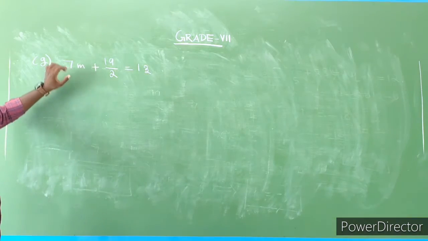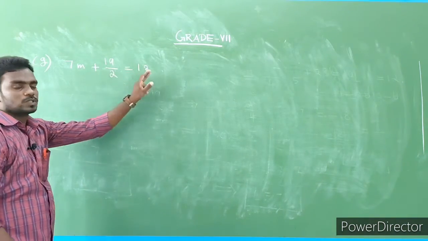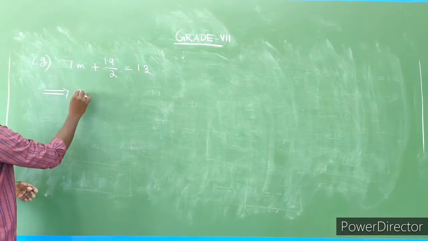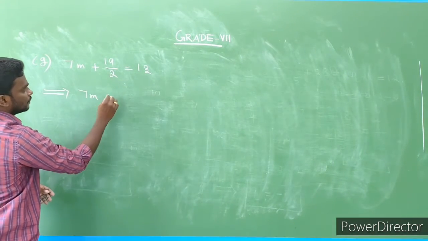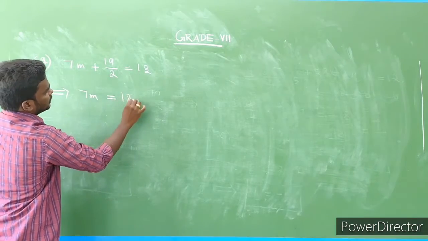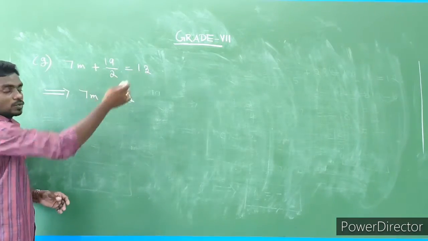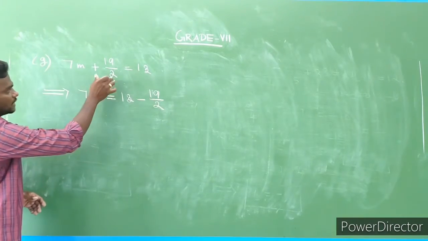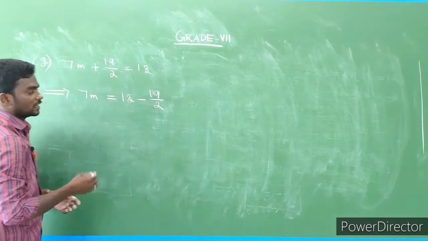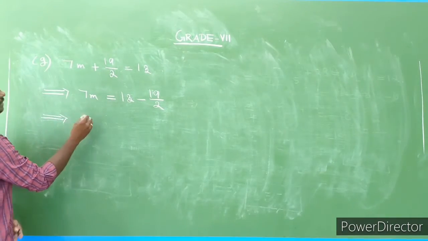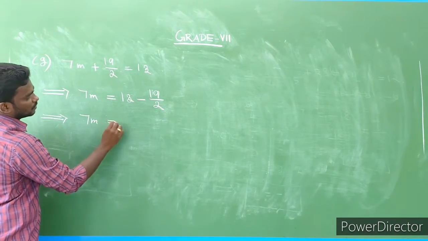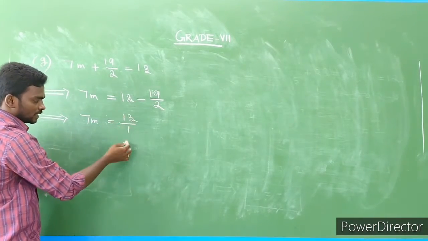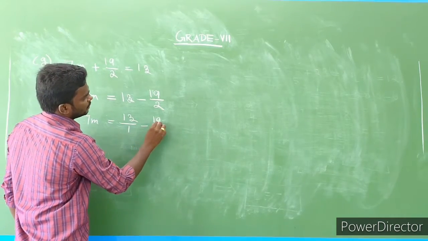Next our G question, 7m plus 19 by 2 is equal to 13. How to solve this? Keep the value 7m in the left side, which is equal to 13 in the right side, and this plus 19 by 2 is transposing to minus 19 by 2. Implies that 7m is equal to 13 divided by 1, 13 is written as 13 divided by 1, minus 19 by 2.